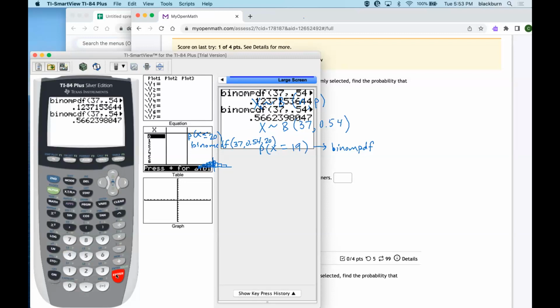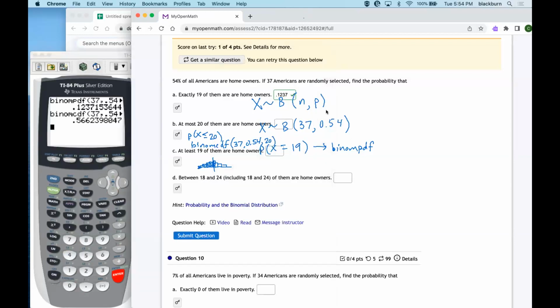So 56.62% of those people surveyed are going to own a home. Or that's not what it's saying. At most 20 of them are going to be homeowners. So the probability that none were a homeowner plus the probability of one were a homeowner, all the way up to the probability that 20 of them are homeowners, are going to add up to 0.5662.